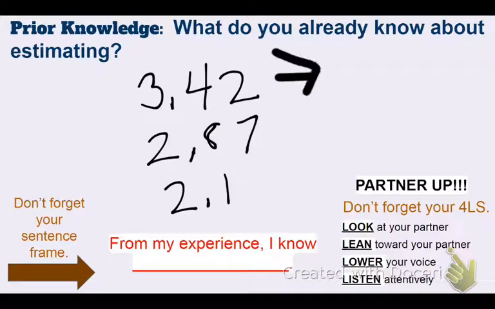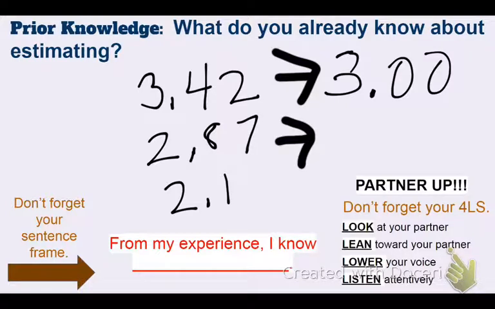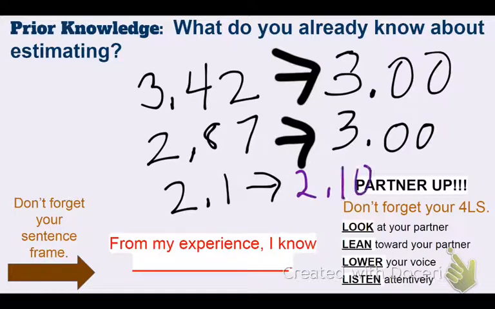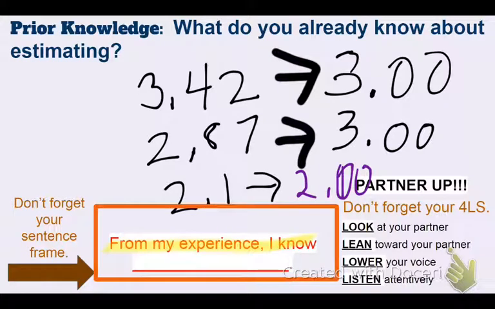So for instance, $3.42 is pretty close to $3. Clearly it's more than $3, but it's about $3. If we look at $2.87, it's closer to $3 as well. Yes, it's less than $3, but it's about $3. $2.10 is pretty close to $2. So again, being able to estimate allows us to quickly deal with numbers. From my experience, I know that estimation allows me to work with numbers quickly in my mind.